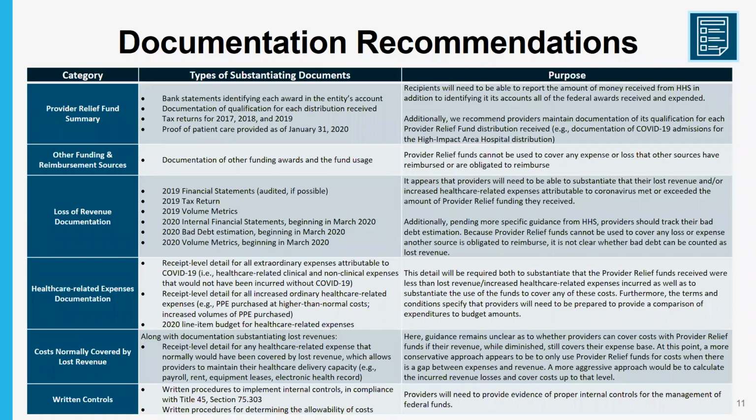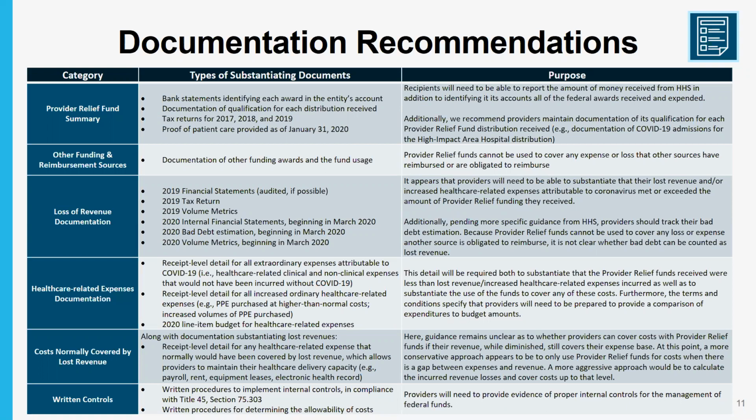Thanks, Aaron. So what we've done is to go through the terms and conditions as well as the applications and kind of pull together our thoughts on what sort of documentation providers should be thinking about compiling, organizing, making sure they're readily accessible. There's really two goals for documentation. One is the documentation of the receipt and use for the funds, and the second is the documentation of your eligibility to have received the funds. So we'll start first on this slide with receipt and use.